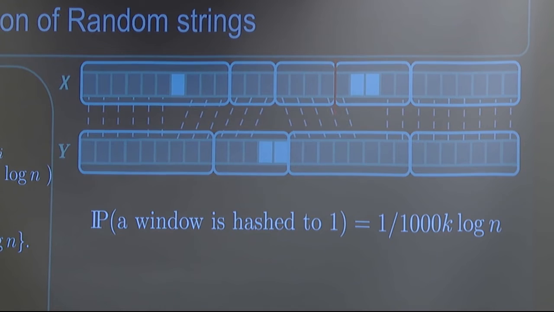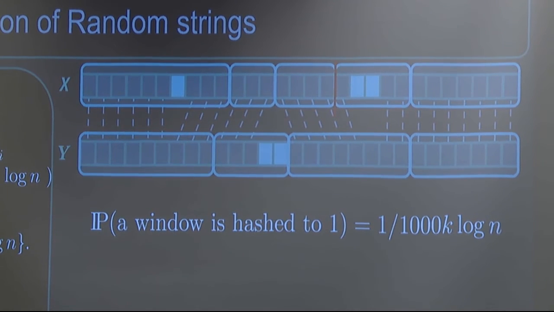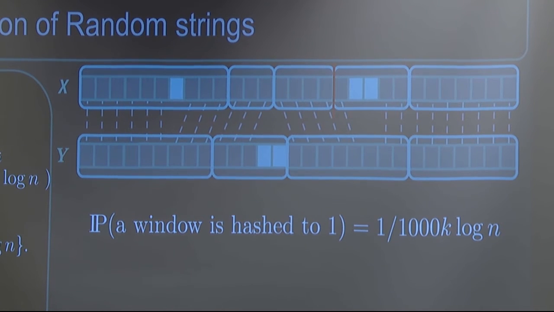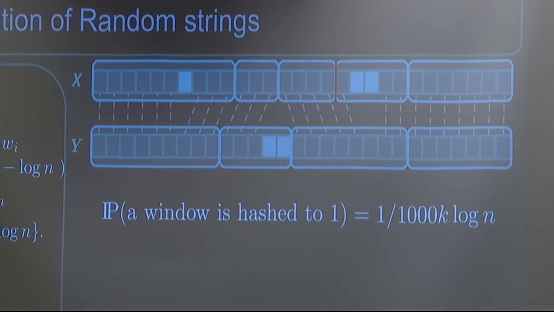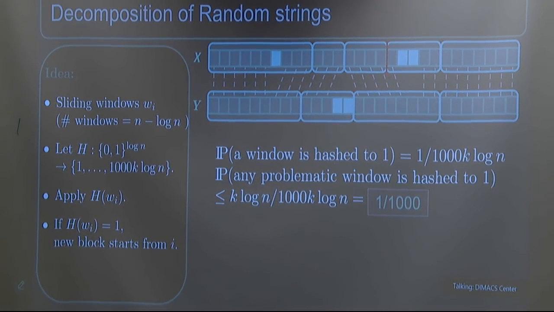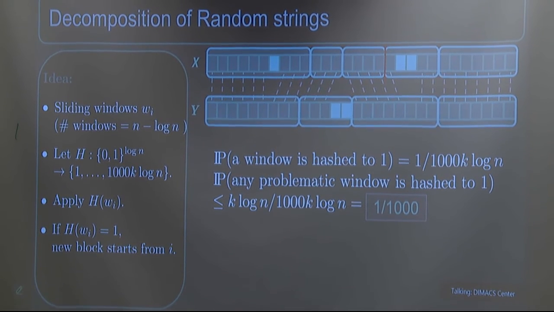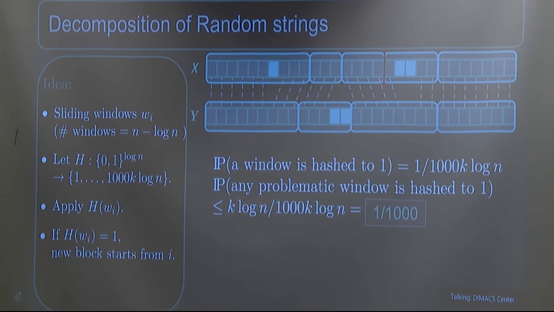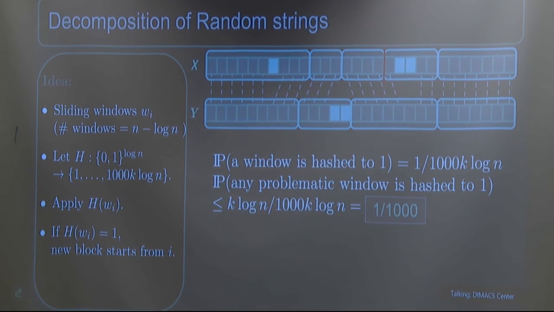So what is the probability that any window will be hashed to 1? One window will be hashed to 1 with probability 1 over the number of buckets, right? And how many problematic windows can we have at max? Imagine one edit operation, and you're sliding the window through it. How many windows will contain that edit operation?